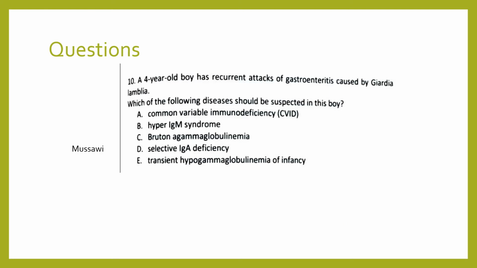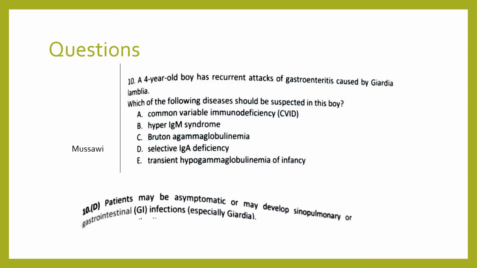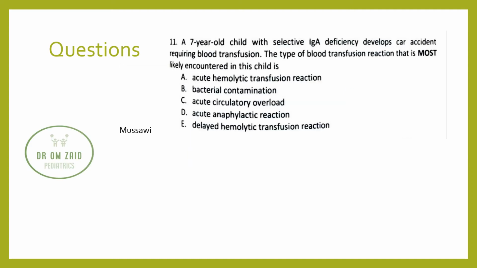Next, a 4-year-old boy has recurrent attacks of gastroenteritis caused by Giardia lamblia. Which of the following diseases should be suspected in this boy? So the answer is selective IgA deficiency. Patients may be asymptomatic or may develop sinopulmonary or gastrointestinal infections, especially Giardia.